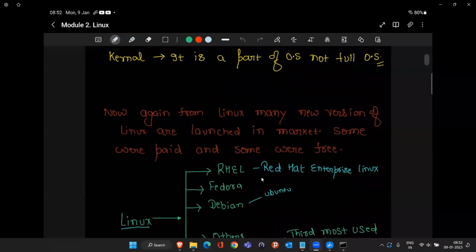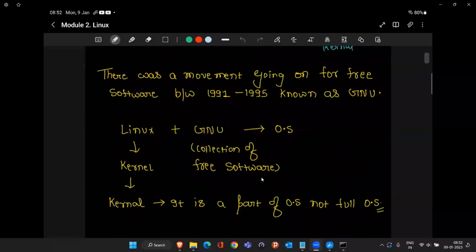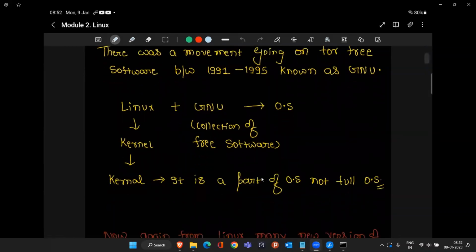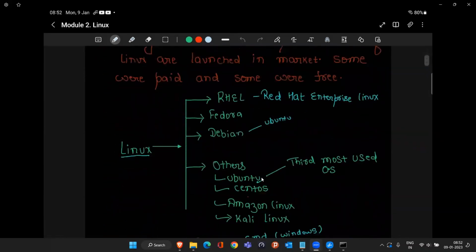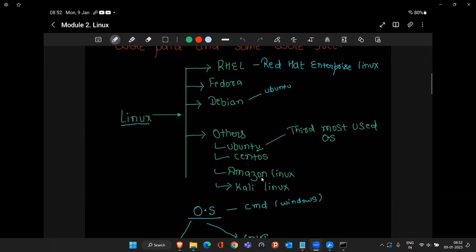But the collection of free software which you are getting here, that GNU, this collection will be different for every operating system. Some of the software you will get pre-installed in one operating system will be missing in the other Linux-based operating system. So that is the only difference between these different types of Linux flavors you are seeing here.